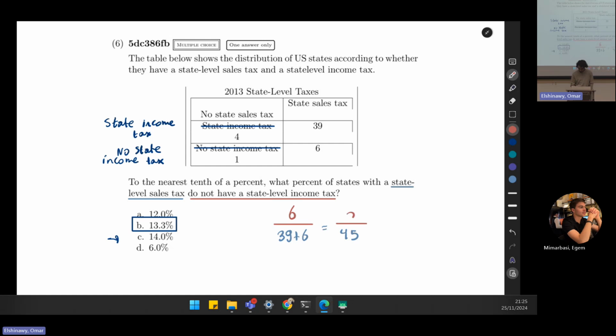6 of 45 is 13.3%. It's like 13.3 something. Also, C is close, but B is closer. So we're looking to the nearest tenth of a percent. So, approximate, yeah, I say we need more. Yeah, this makes sense. Do you agree with this? Yeah, I say you agree with this because it's your answer.